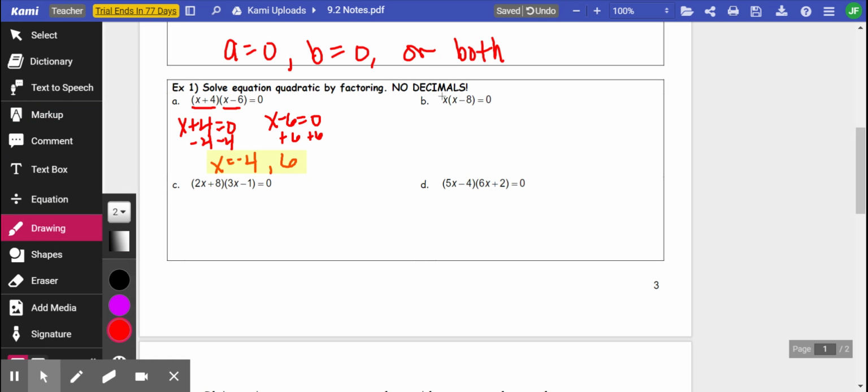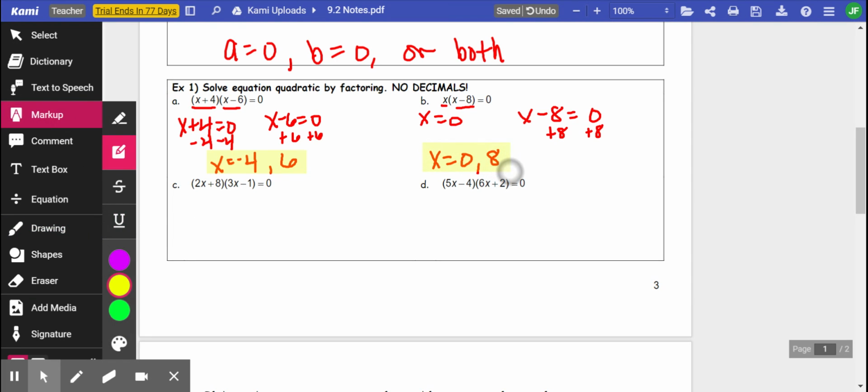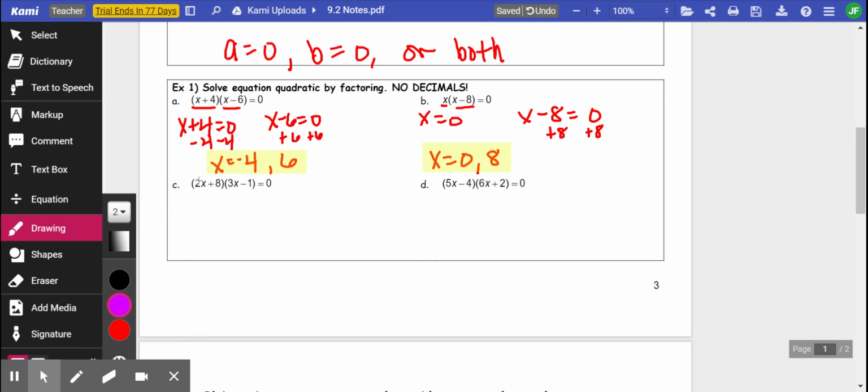For the next one, I am multiplying two things, x and x minus 8. So I'm going to do x equals 0, which I can't solve. I have my solution there. And x minus 8 equals 0. So if I add 8 to both sides, I get x equals 0 for the first one and positive 8 for the second one. Okay. Notice in the directions it does say no decimals, so be careful.